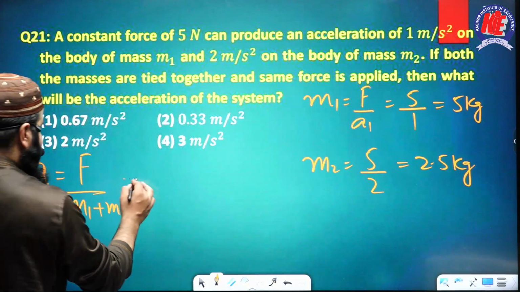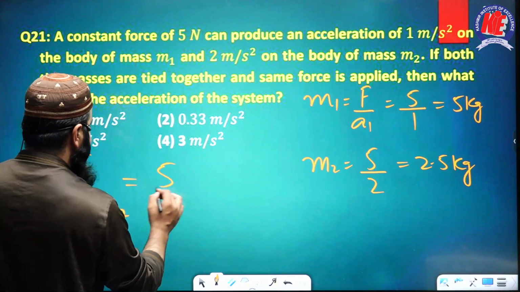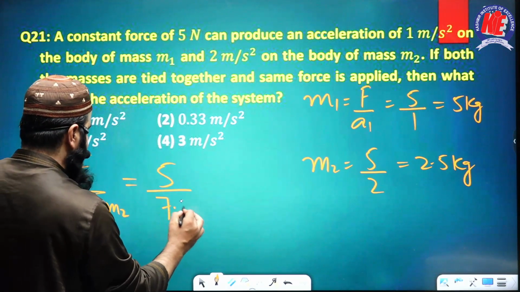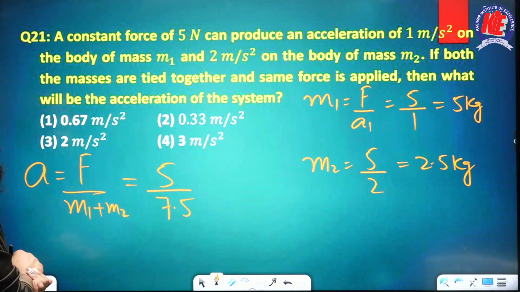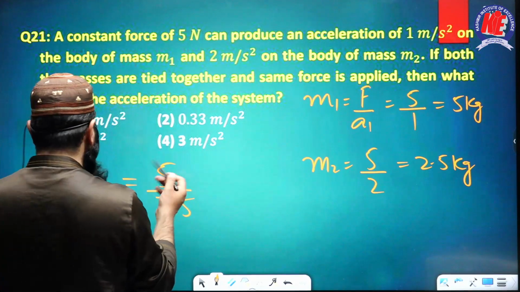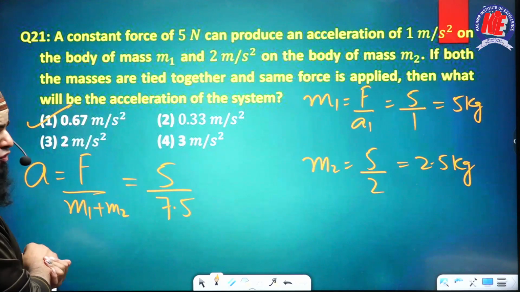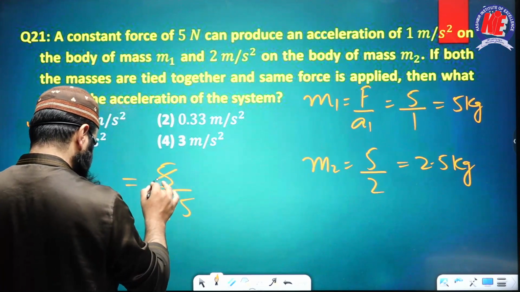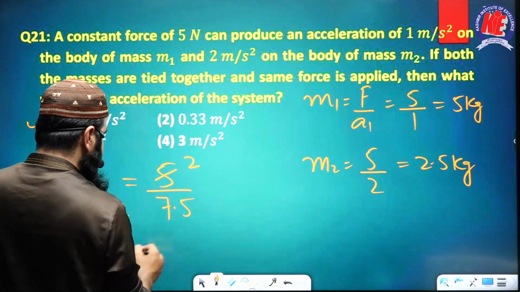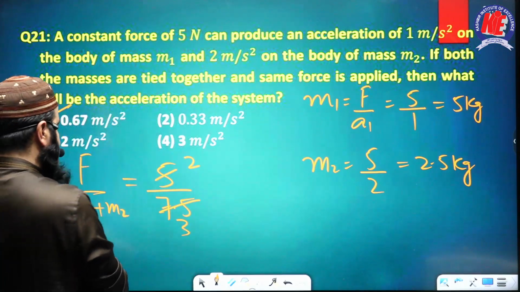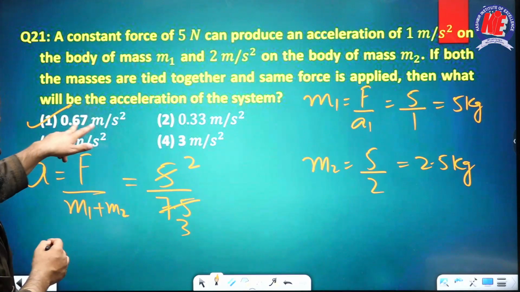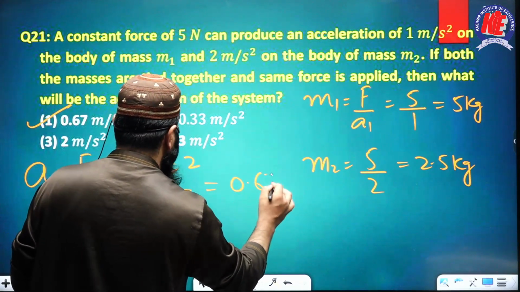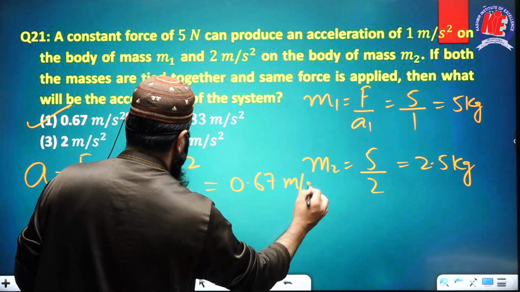Then the acceleration of the system will be given by the same force being applied, that's 5 only, m1 plus m2, 5 plus 2.5, that is 7.5. Now time to simplify it. कितना आएगा? You will end with 0.67 and you can have a check. 2.5 2r, 2.5 3r, 2 upon 3, that is 0.66 or 0.67. That will be the right one. It is 0.67 meter per second square.